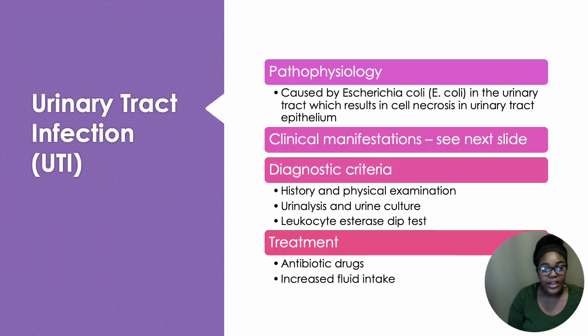Next, we have the urinary tract infection, or a UTI, and it is caused by Escherichia coli, or E. coli for short. And this bacteria is featured in the urinary tract. So again, urinary tract infections are caused by E. coli. They affect the urinary tract epithelium, that first layer, and it causes cell necrosis, which you'll see the clinical manifestations of that.